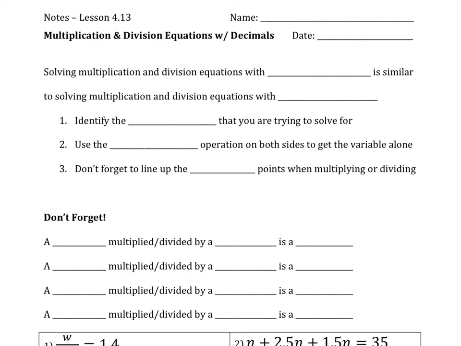Math 7, Lesson 4.13, Multiplication and Division Equations with Decimals. For solving multiplication and division equations with decimals, this is similar to solving multiplication and division equations with integers. Integers, again, are whole numbers and their opposites. So positive and negative whole numbers.